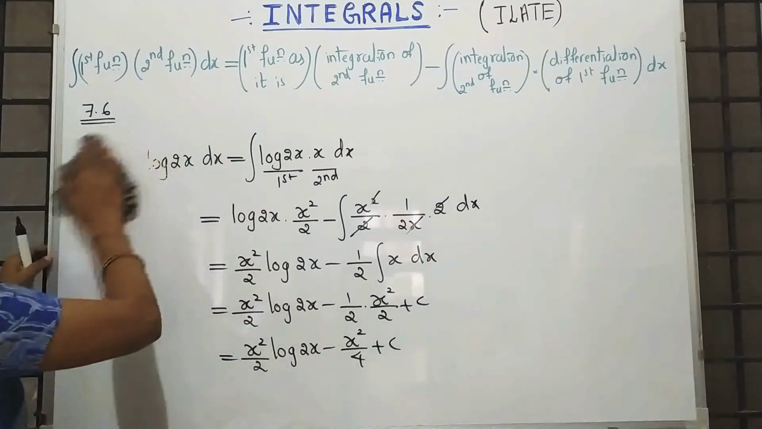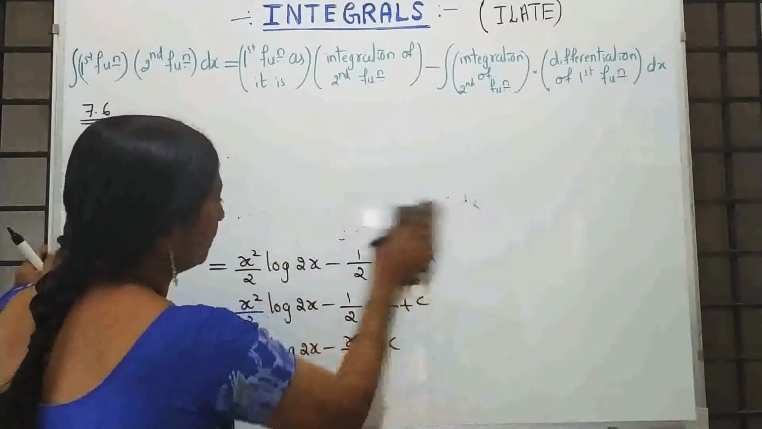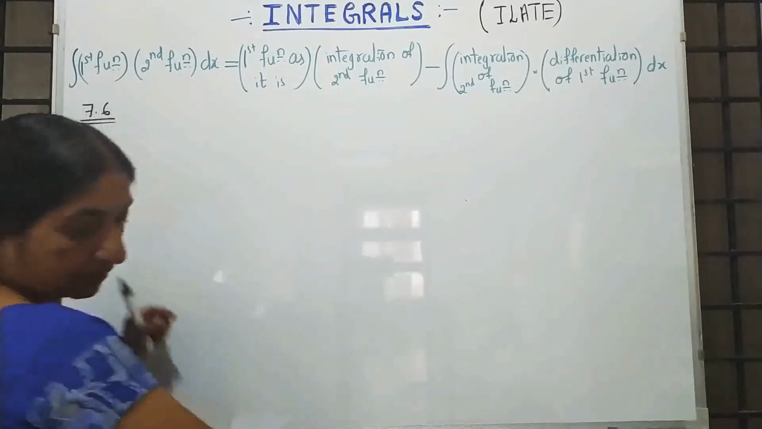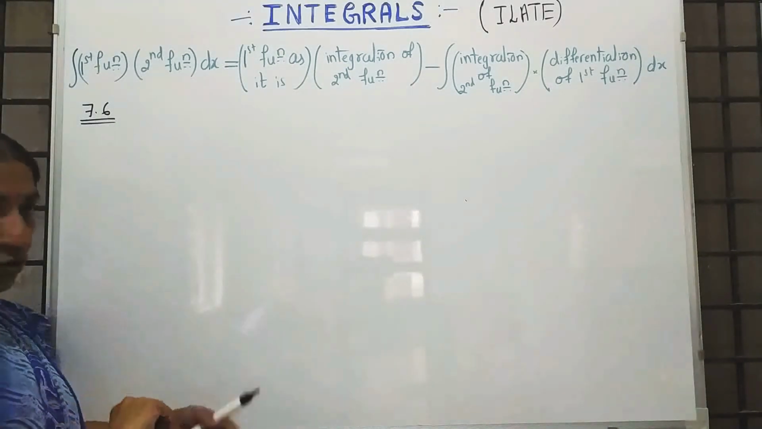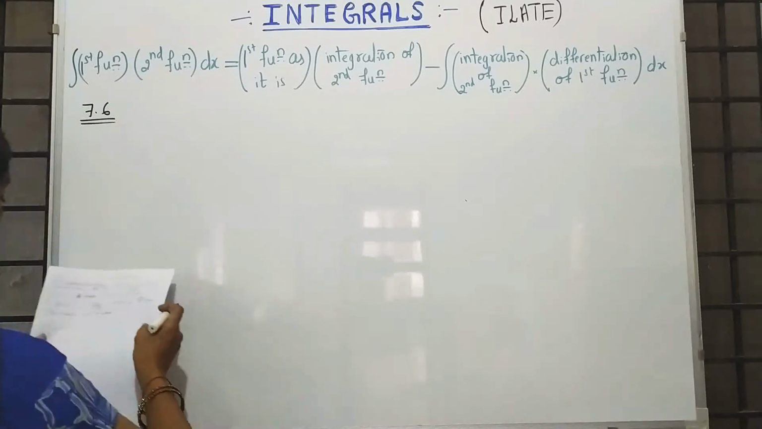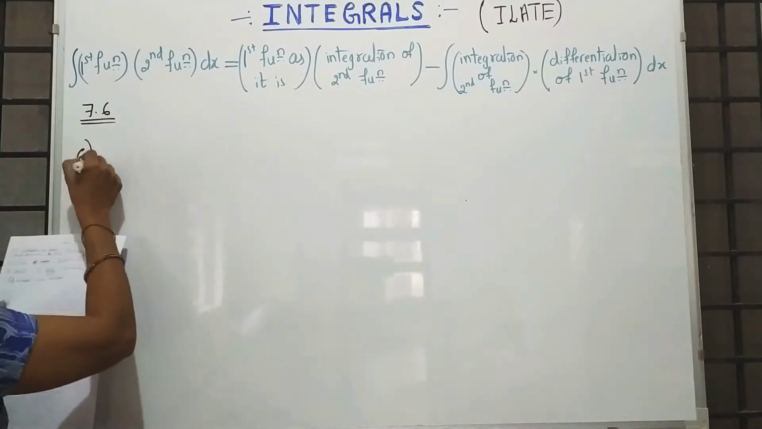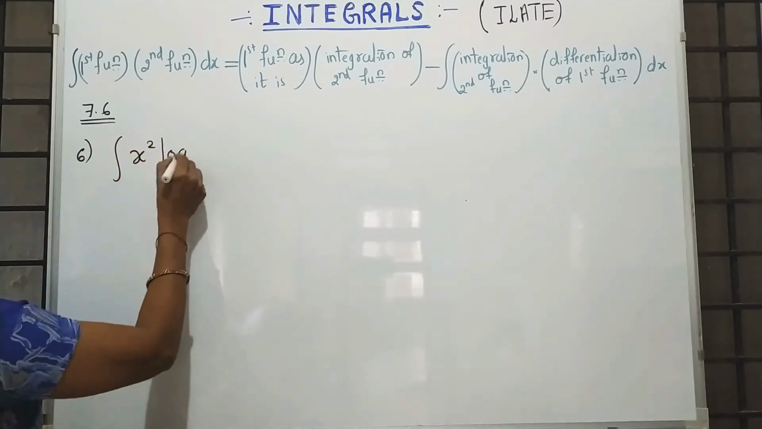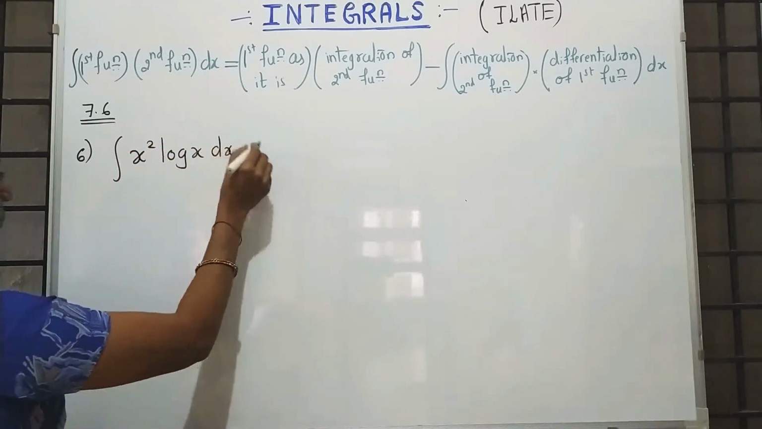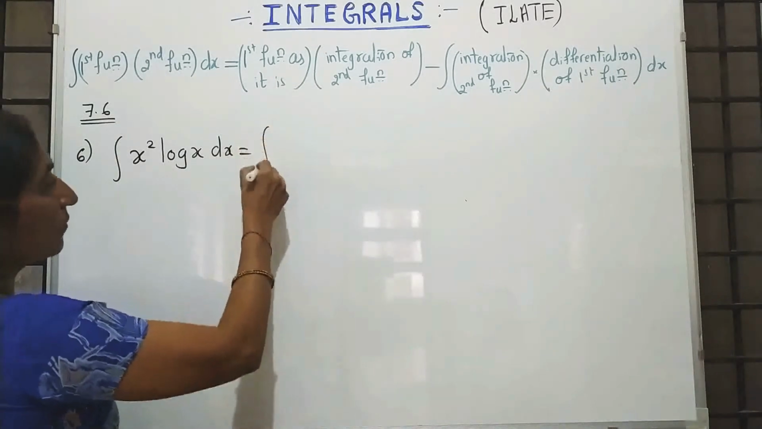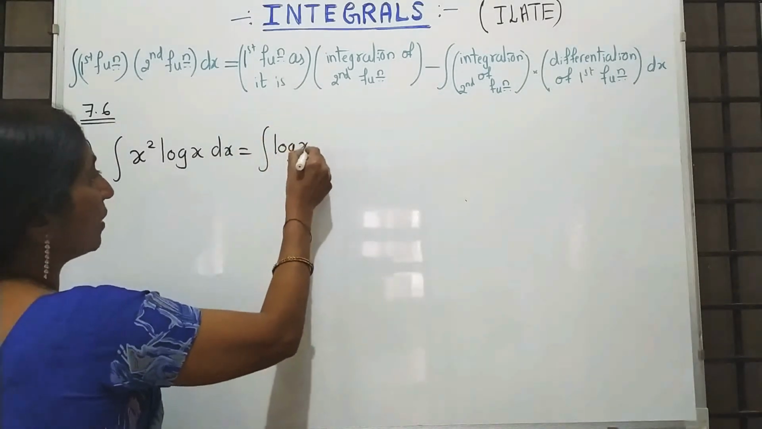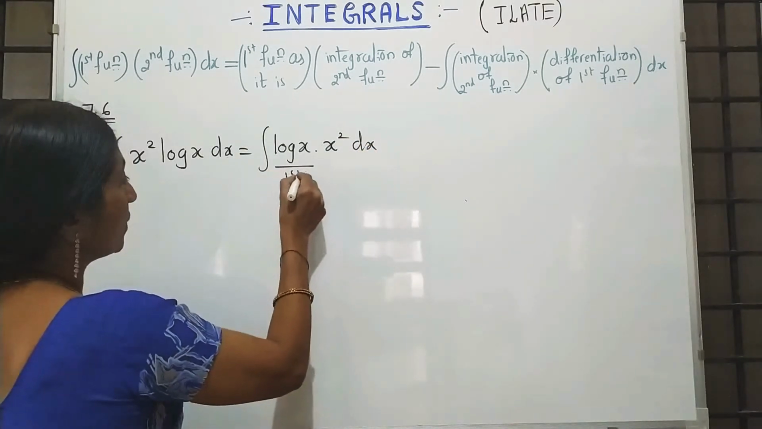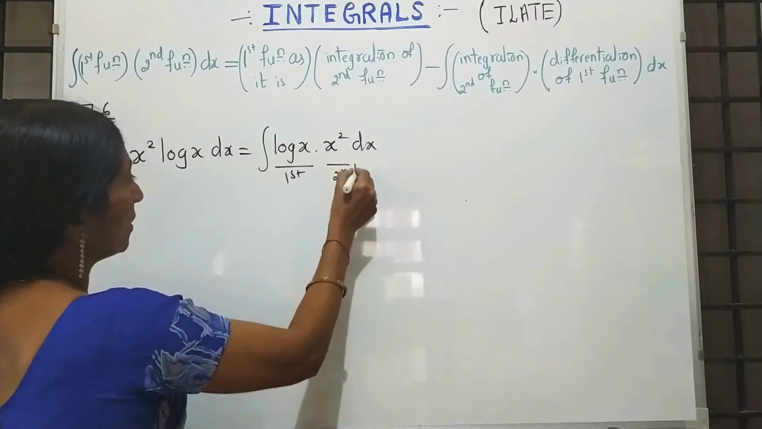Next problem, moving to the next one, the sixth. Question number 6. Integration of x square into log x. Like the previous one, again first log comes. Log x into x square into dx. This is the first function log, then algebraic.